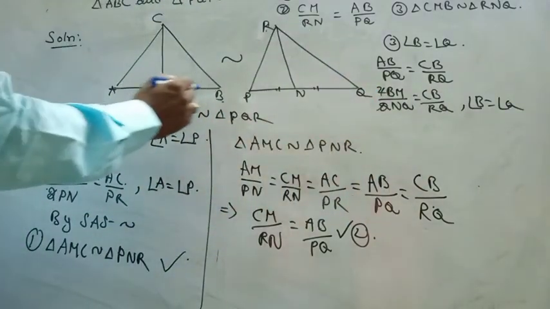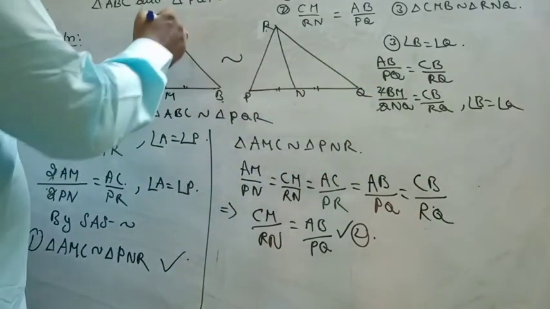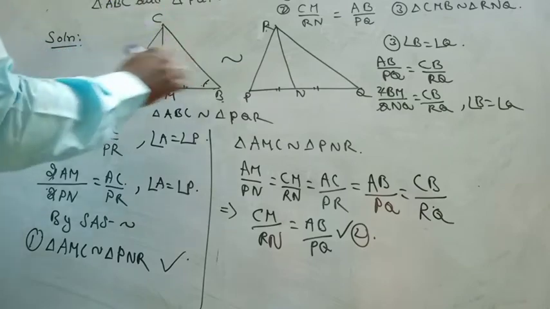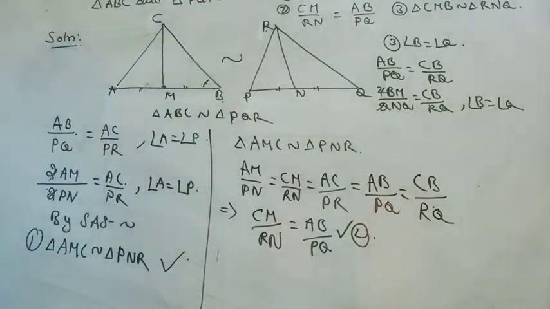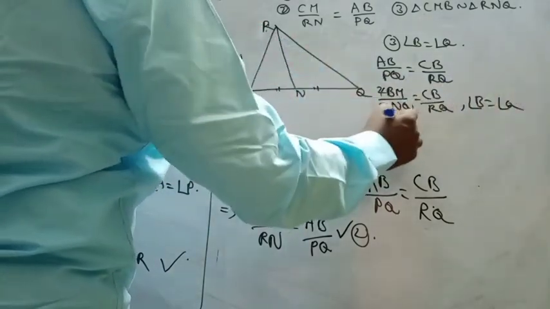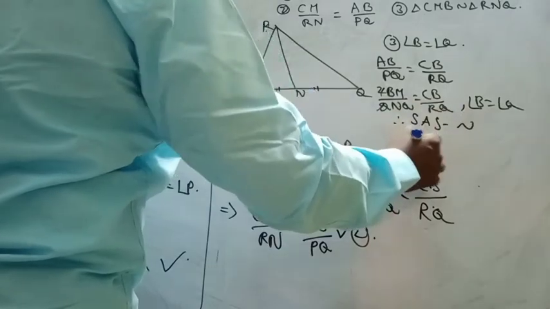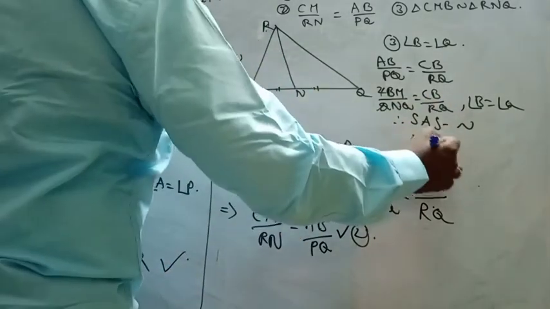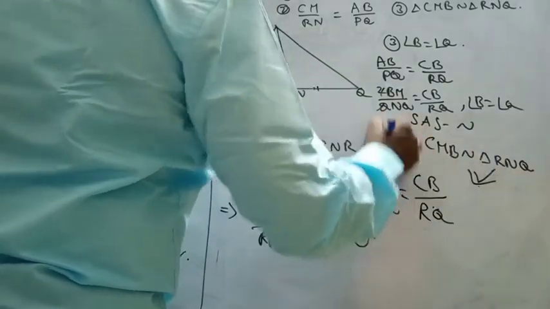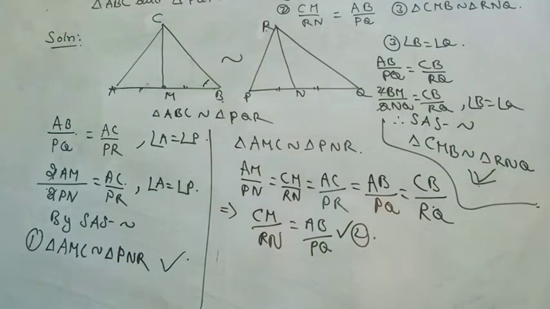Here MB by NQ equals CB by RQ, and included angle B equal to angle Q. How did you get angle B equal to angle Q? Because these two original triangles are similar, their corresponding angles are equal. Therefore, two sides and included angle, by SAS similarity, triangle CMB is similar to triangle RNQ. Such a wonderful way you have got the third result also, my dear students. See how beautifully we have got these problems. Please observe.